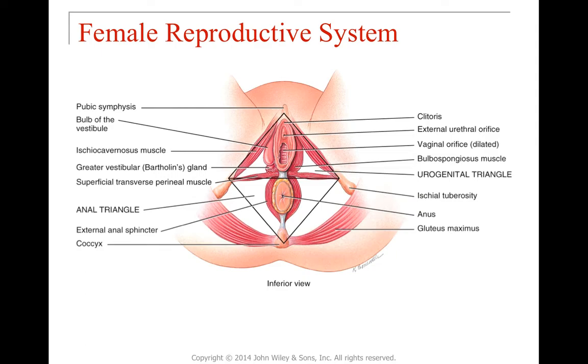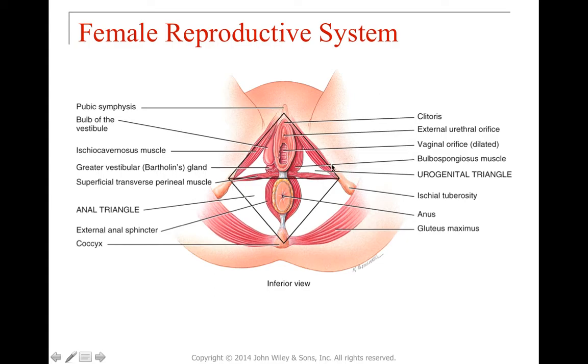All right, so if we look at the top, here is our pubic symphysis. Here's the clitoris. If you follow your way down here, we have the external urethral orifice, the vaginal orifice, and then behind that here, we're going to have several sets of muscles. So here's the ischiocavernosus muscle. Here's the bulbospongiosus muscle, and the perineal muscle. And these together form the urogenital triangle.